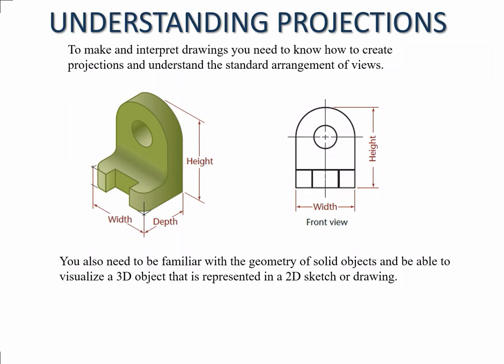Now, let us talk about projections, what the meaning of projections is, and try to understand the concept. As you see in this drawing, we have a 3D part and here a 2D representation of the same part from a point of view. This is called the front view, where we can see the width and the height. We have to be familiar with the geometry of solid objects, and we will be able to visualize it and represent it in a 2D sketch or drawing.